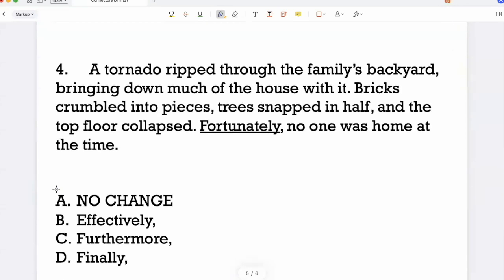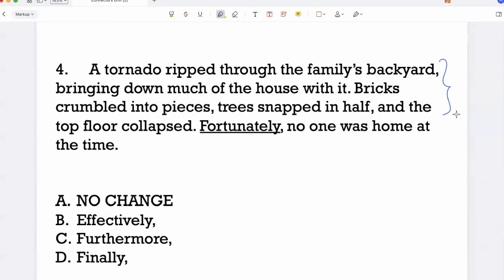Question 4. A tornado ripped through the family's backyard, bringing down much of the house with it. Bricks crumbled into pieces, trees snapped in half, and the top floor collapsed. Fortunately, no one was home at the time. Okay, so here I'm describing a tornado which wreaked havoc through a family's house. The bricks crumbled, the trees snapped, and the top floor collapsed.